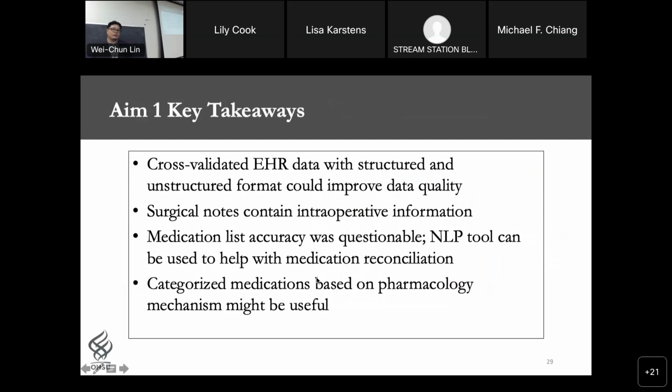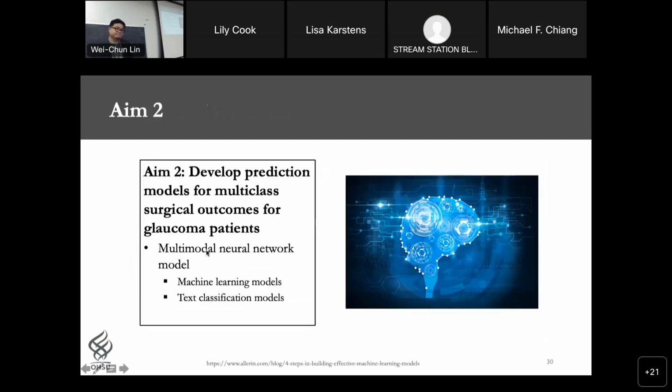Here are the key takeaways of the M1. First, cross-validating EHR data in structured and unstructured formats could improve the data quality. The surgical notes contain intraoperative information, which might be useful for outcome prediction. Medication list accuracy was questionable for glaucoma patients, and the developed NLP tool can be used to help with medication reconciliation. And categorizing medications based on their pharmacology mechanism might be useful for outcome prediction models.